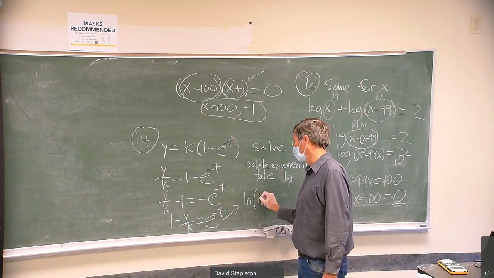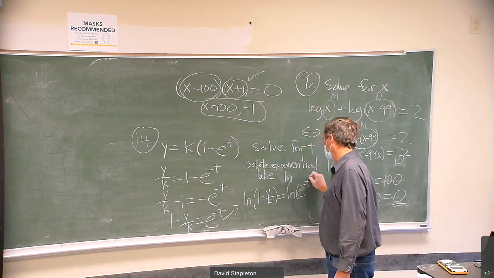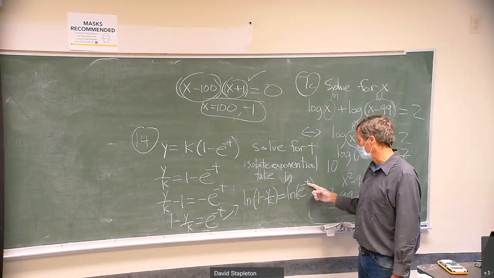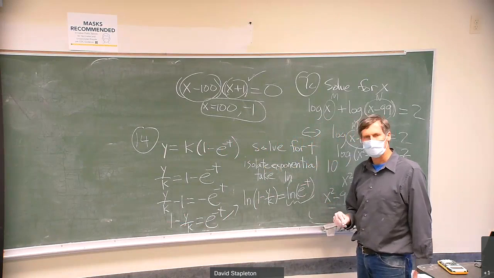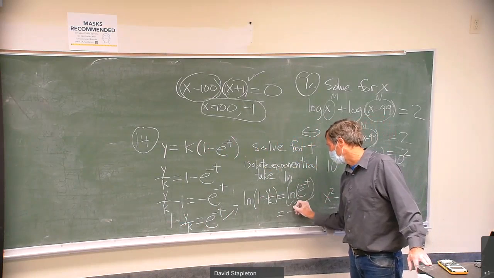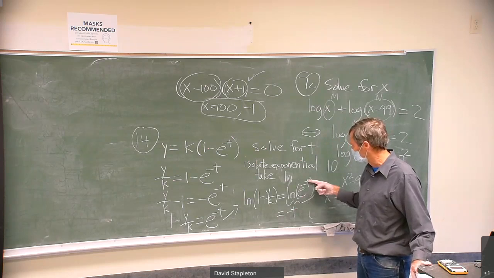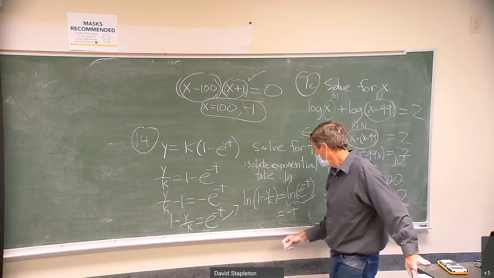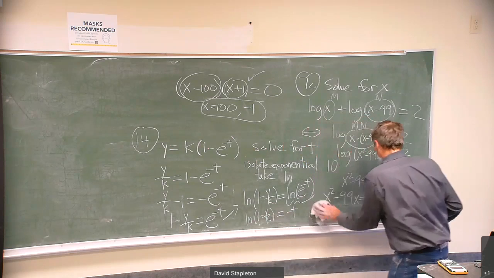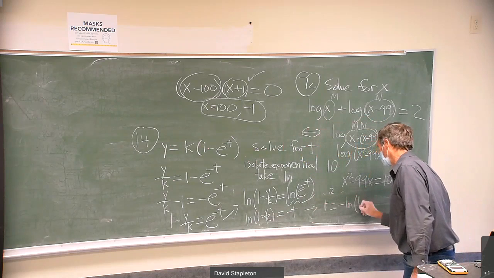I'll take natural log. ln of 1 minus y over k equals ln of e to the minus t. I can take the common logarithm too, and it works, but this is even better. Log base e of e to the minus t. What is this left side? Log base e undoes the exponential base e. I just get my negative t. Just like log base 10 of 10 to the t gives you t, log base e of e to the minus t gives you minus t. So I've got minus t equals ln of 1 minus y over k. Consequently, I multiply by minus 1: t is minus the natural logarithm of 1 minus y over k.